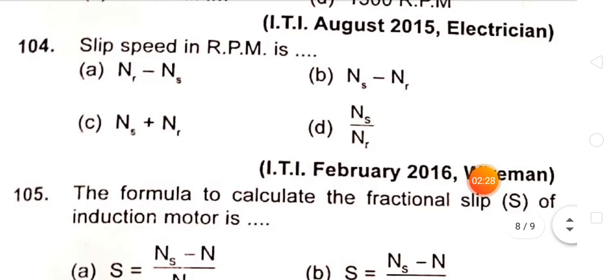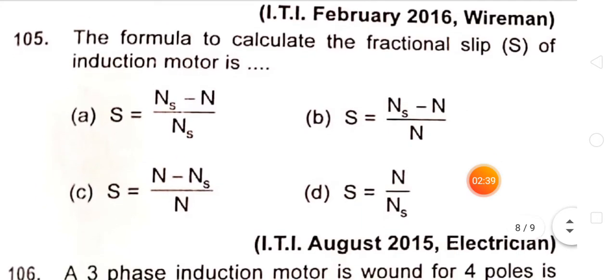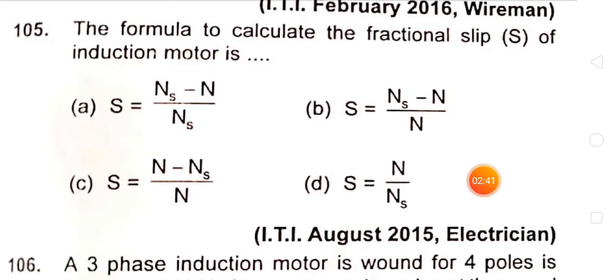Slip speed in RPM is Ns minus Nr, synchronous speed minus rotor speed. The formula to calculate the fractional slip of an induction motor: S equal to Ns minus N by Ns. Slip equal to synchronous speed minus rotor speed by synchronous speed.